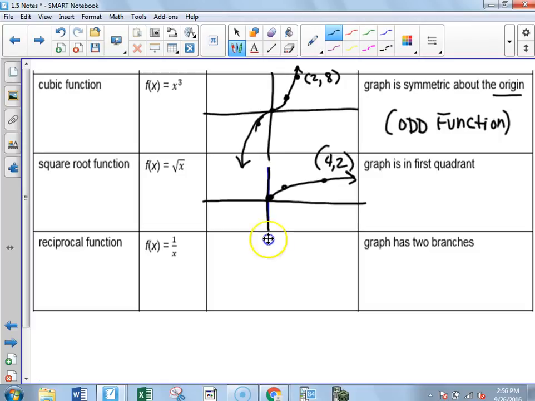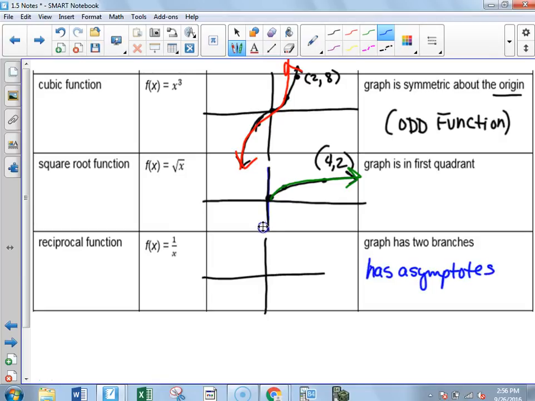The reciprocal function, oh, I was trying to do those in color, wasn't I? I didn't do a very good job. Anyway, okay. The reciprocal function has asymptotes. They are the x and y axis.